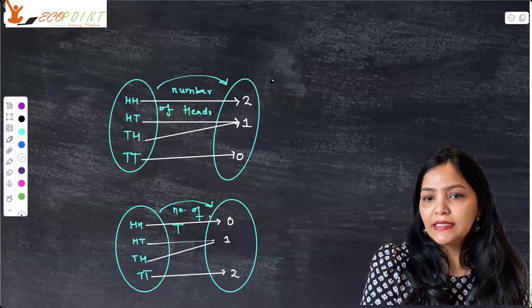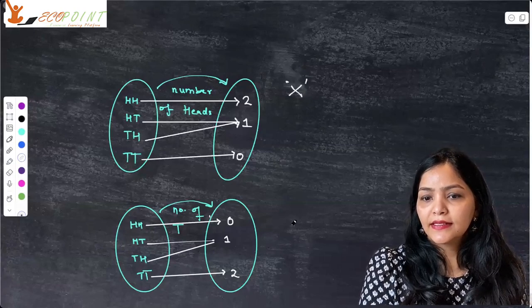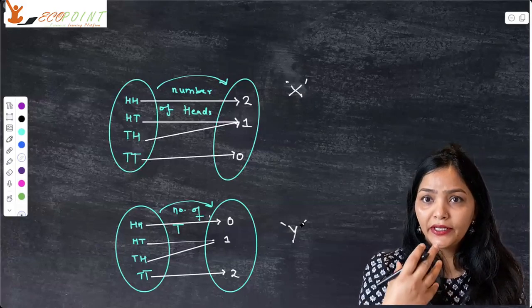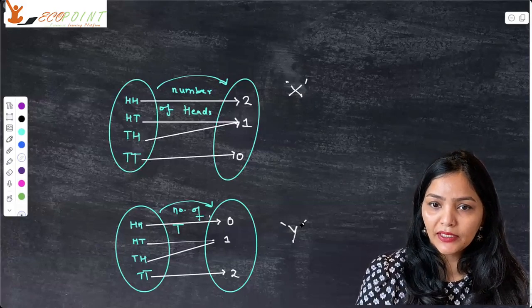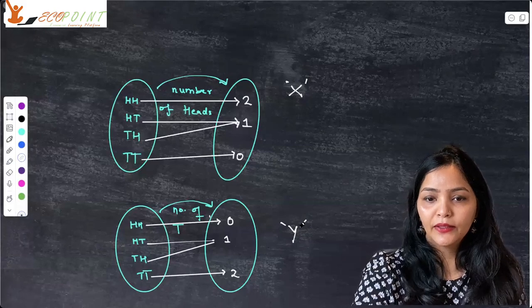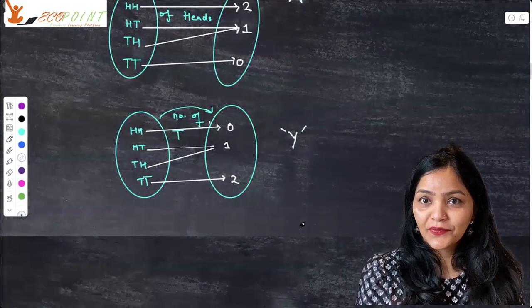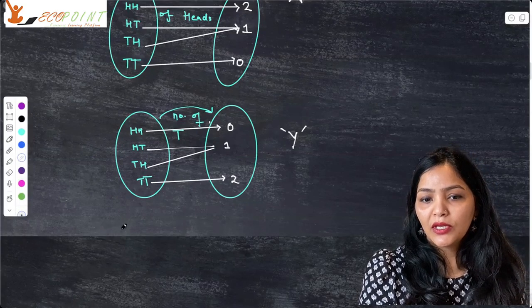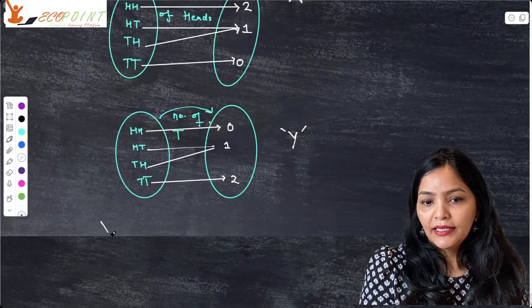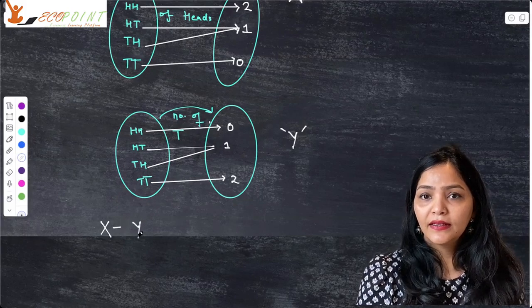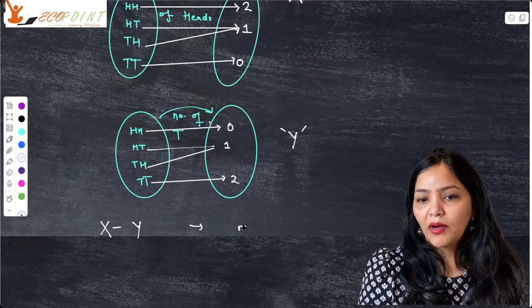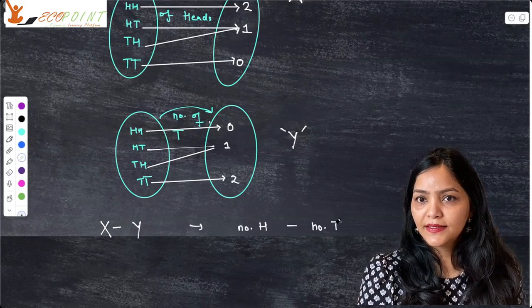Okay, now suppose this random variable is called X and this random variable is called Y. Always remember, how do we denote random variables? We use capital letters. So capital X, capital Y. Now we can even generate some more random variables. With this example itself, what if I want to generate a random variable X minus Y? Absolutely, you can do that. What does it mean? This means I'm talking about number of heads minus number of tails.